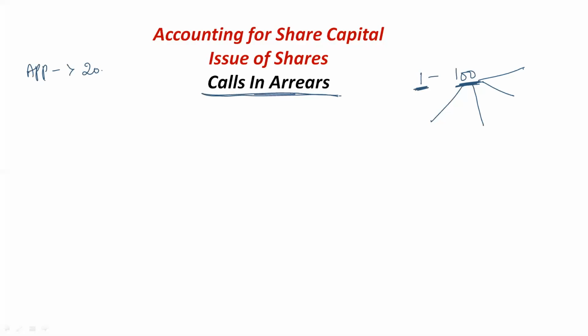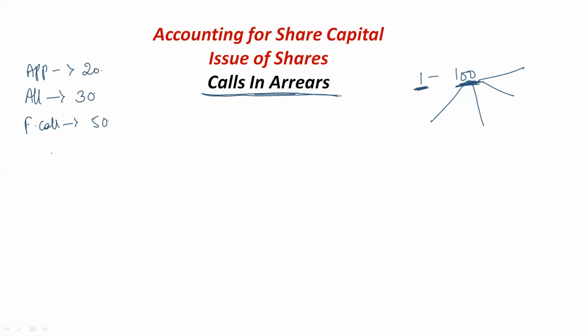Then after receiving applications from the public, the company will do the allotment. During allotment, again out of 100, the company might ask to pay 30 rupees to its shareholders. So out of 100, till allotment 50 rupees are paid, then the remaining 50 rupees can be asked during the first call. All 50 rupees can be asked at once, or a part of the amount will be asked and the remaining amount will be asked in the second call.